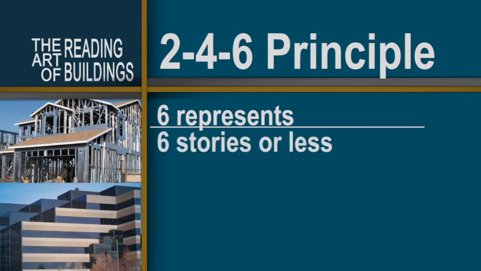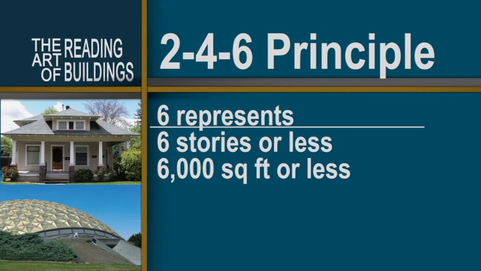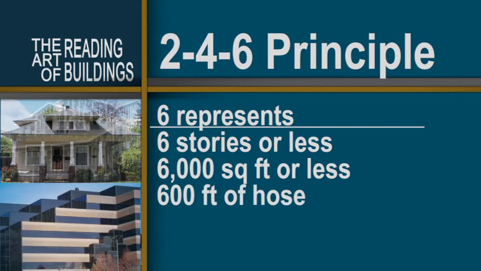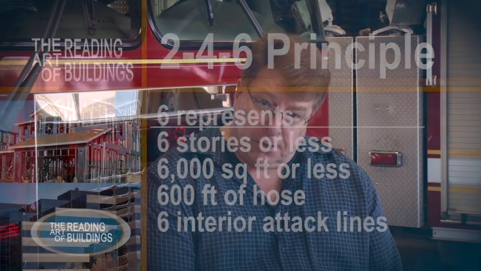6 stories or less, hey, that's below a high rise. 6,000 square foot or less, actually that one has to be a bridge because it could be all the way up to a big box as a large building, and that's more than 6,000 square foot, but it's not as big as a big box, right? And 600 feet of hose should reach any part of the building, and 6 hand lines may be required for an interior attack. If it's more than that, you probably should be exterior.